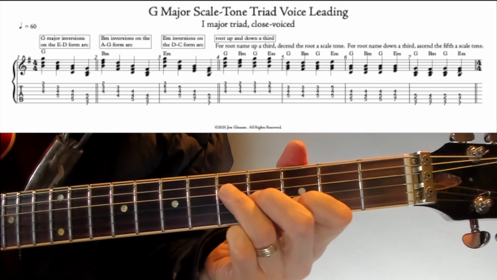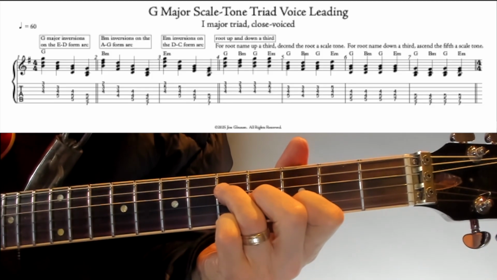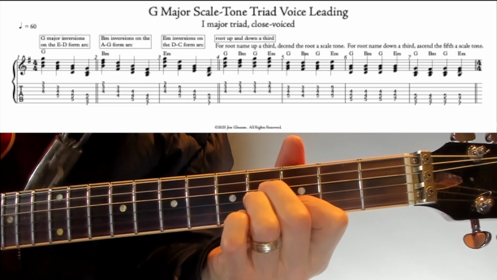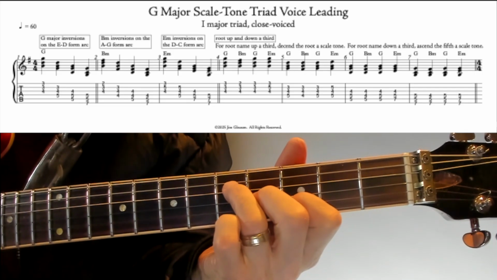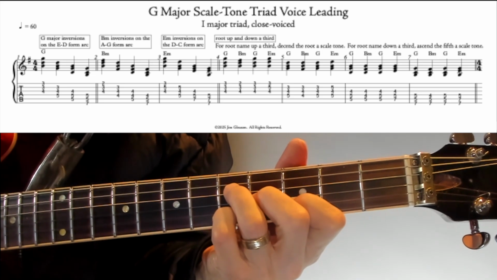Next, on the strings 4, 3, 2, G major, that's root, 3rd, 5th, and to go to B minor we need to descend the root a scale tone, and back to G, and then to go to E minor we need to ascend the 5th a scale tone.